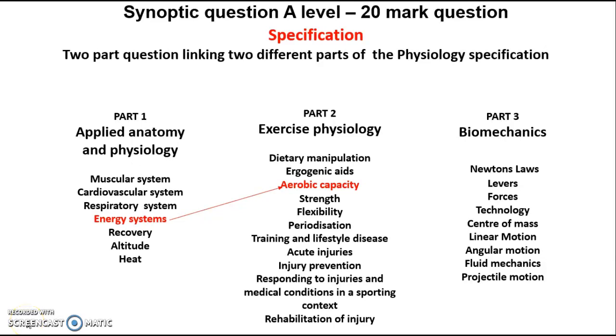Hello, and welcome to Synoptic Question 20 mark, looking at the ways that we can link the two areas together. So we look at the final screencast now, looking at how we could link energy systems to aerobic capacity to start with, and then we'll have a look at recovery and how that might link to ergogenic aids. So that's going to be our focus now.